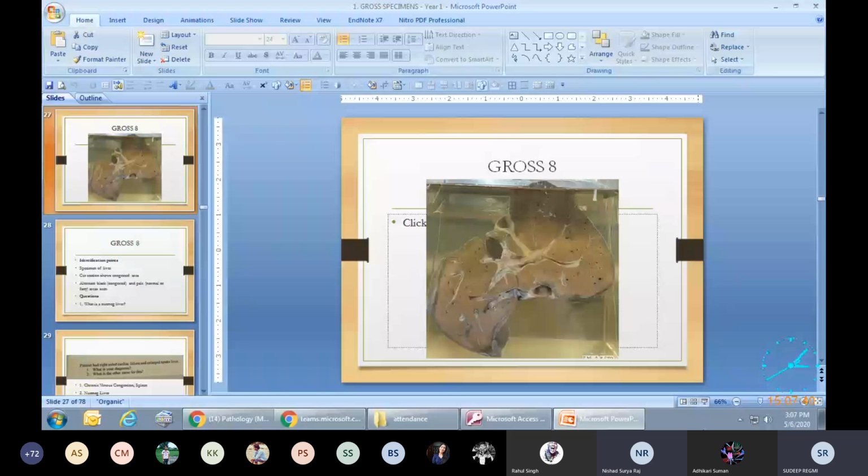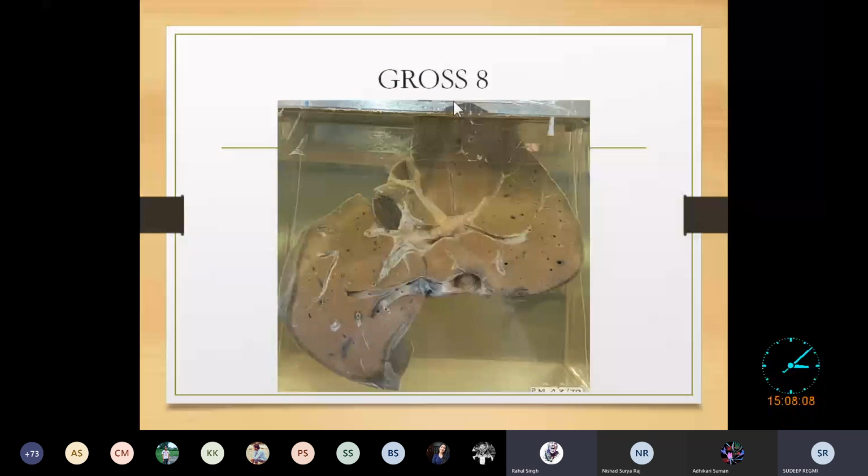So it is alternating dark and pale areas. Alternating dark and paler areas will be there, which will have the appearance of a nutmeg. So that way it is known as nutmeg appearance. So you have to know that this is a liver with chronic venous congestion.